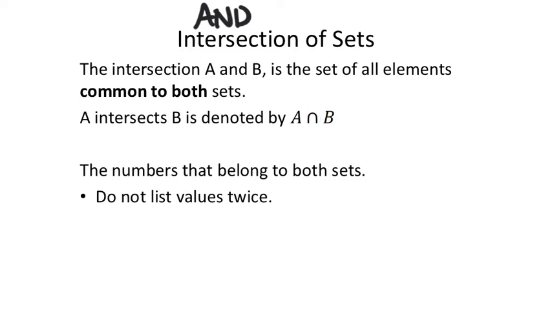Okay, if they don't match, like if I saw that one was in A but not in B, it's not in the set of A and B. But if I saw A had the number 3 and B had the number 3, it's in this and, or intersection, set. But again, don't list them more than once if you see them.